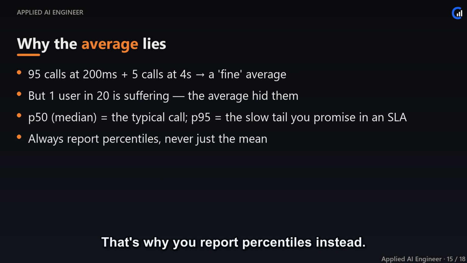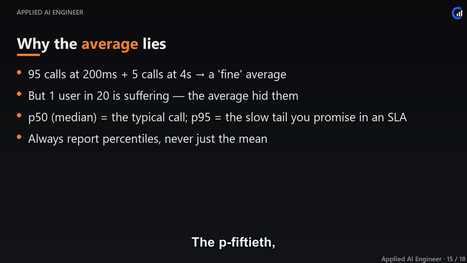That's why you report percentiles instead. The P50, the median, is your typical call. The P95 is your slow tail, the number you put in a service level agreement. The mean smooths over exactly the pain you most need to see.